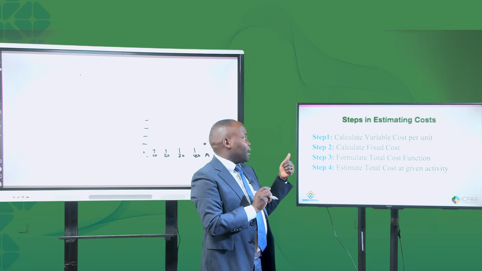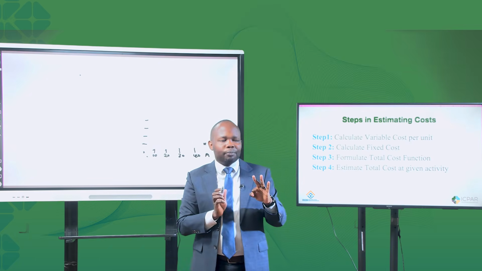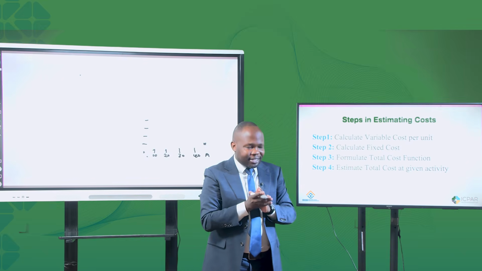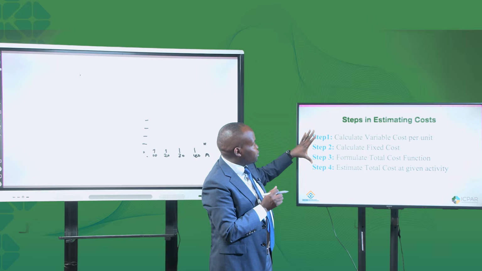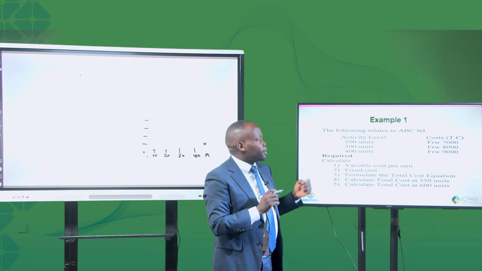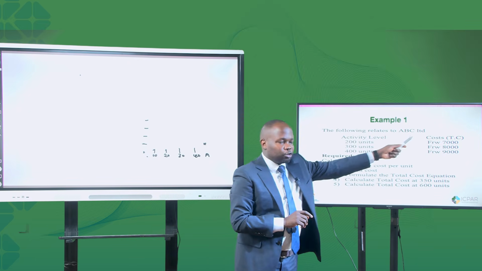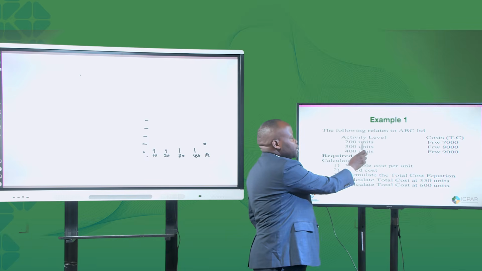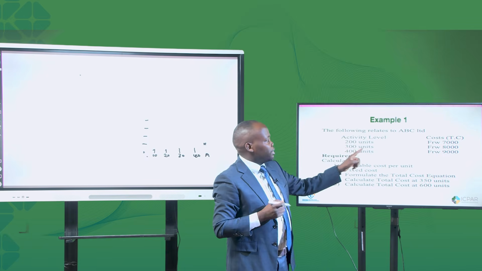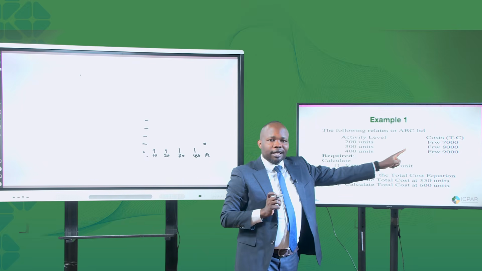In order to have a practical example, we are going to focus on 3 examples to enable us estimate total costs. So our first example, which we will follow these 4 steps, the question reads: the following relates to ABC Limited, activity level and total cost. So when we produce 200 units, the total cost of production is 7,000. When we produce 300 units, the total cost is 8,000. When we produce 400 units, the total cost is 9,000.